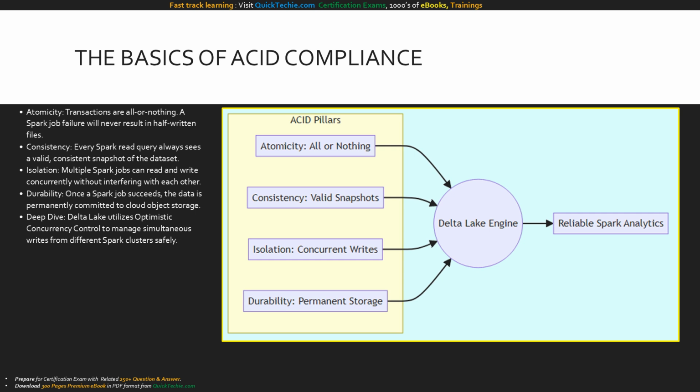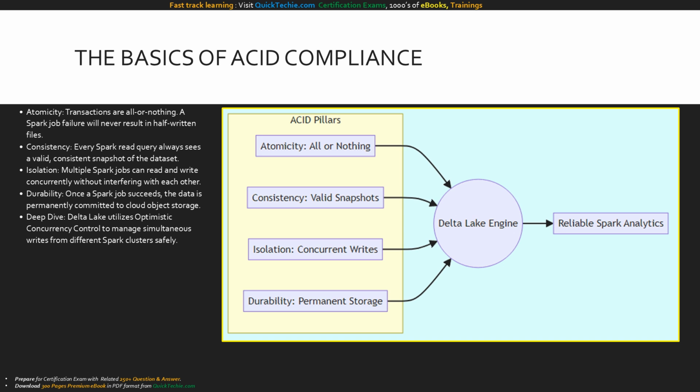I is isolation. Previously, concurrent writes in Spark were incredibly dangerous. Delta Lake allows multiple independent Spark jobs to write at the exact same time safely using optimistic concurrency control. Finally, D is durability, ensuring that once a job succeeds, the data is permanently and safely committed to your cloud object store. Together, these pillars transform a raw data lake into a reliable lakehouse.